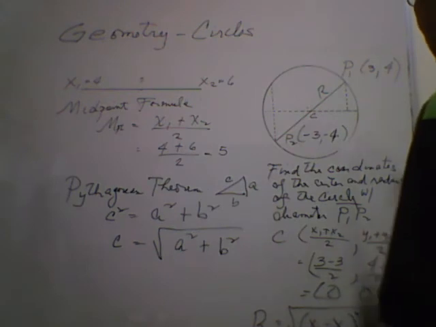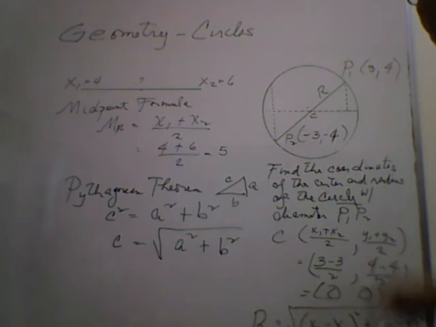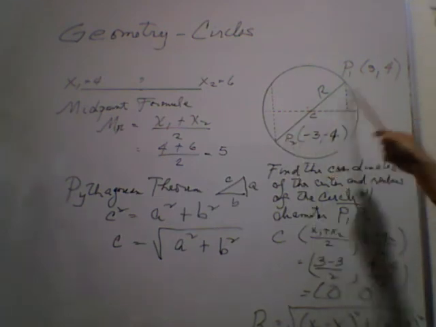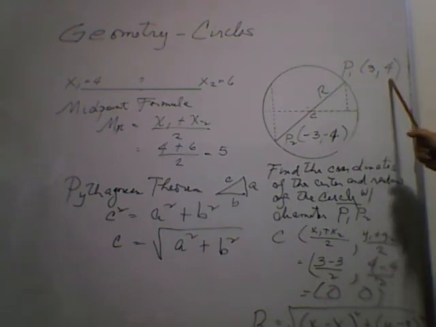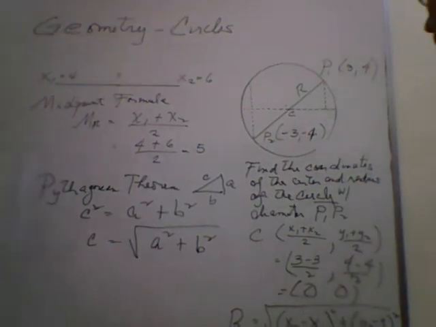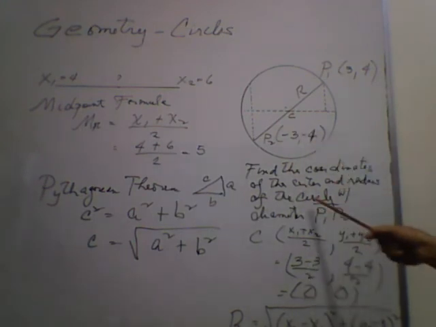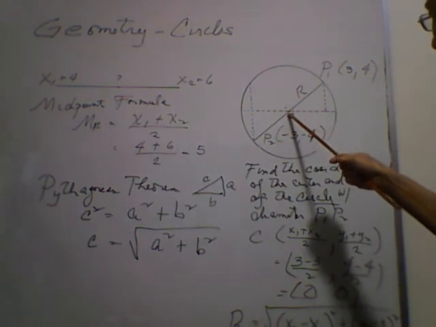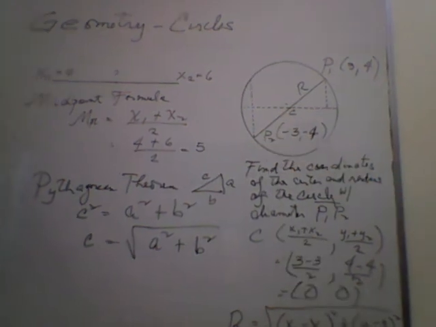If we are given a circle with c as the center, and we have a diameter with endpoints p1 and p2, with p1 having the coordinates 3 and 4, and p2 as -3 and -4. And we are asked to find the coordinates of the center and the radius of the circle with diameter p1, p2. We're going to get the distance from the center to any point on the circle.